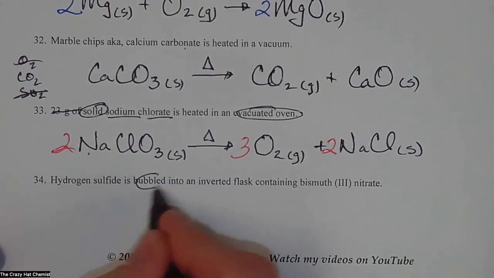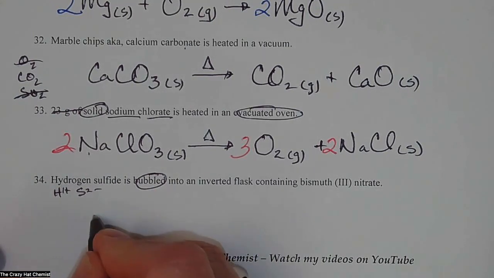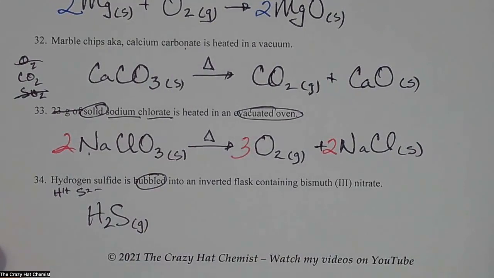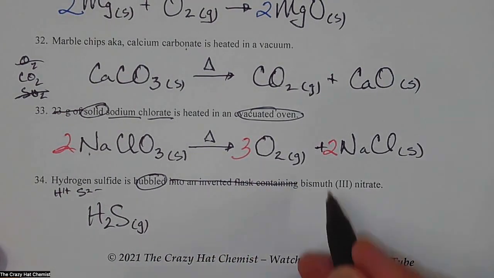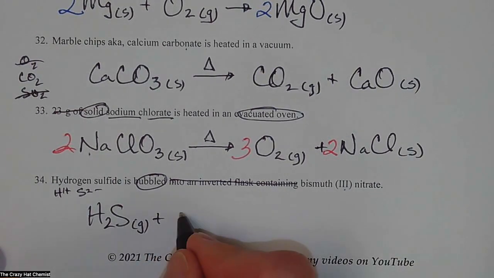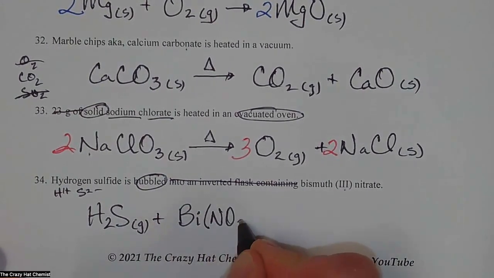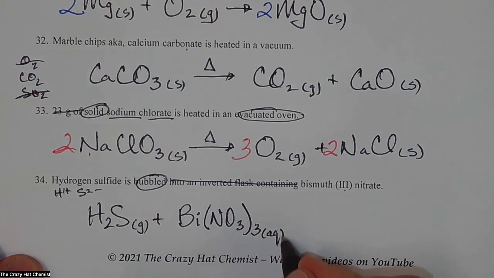Hydrogen sulfide is bubbled. Hydrogen is a 1+, sulfide is a 2-, so that's H2S, and it says it's bubbled, so that is most certainly a gas. Into an inverted flask containing bismuth(III) nitrate. Well, the Roman numeral tells you what the charge on the bismuth is, right? So that is bismuth 3+ and then nitrate. So Bi for bismuth, nitrate is NO3, and then the 3+ charge on the bismuth. And all nitrates are soluble, so this should be aqueous.